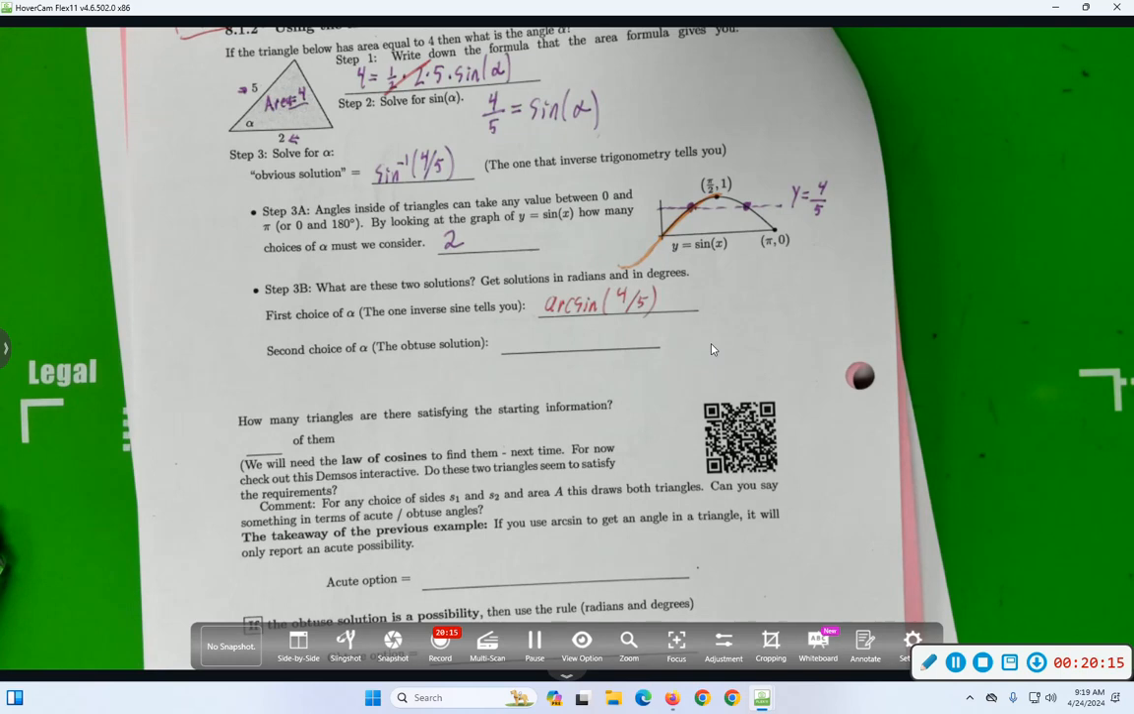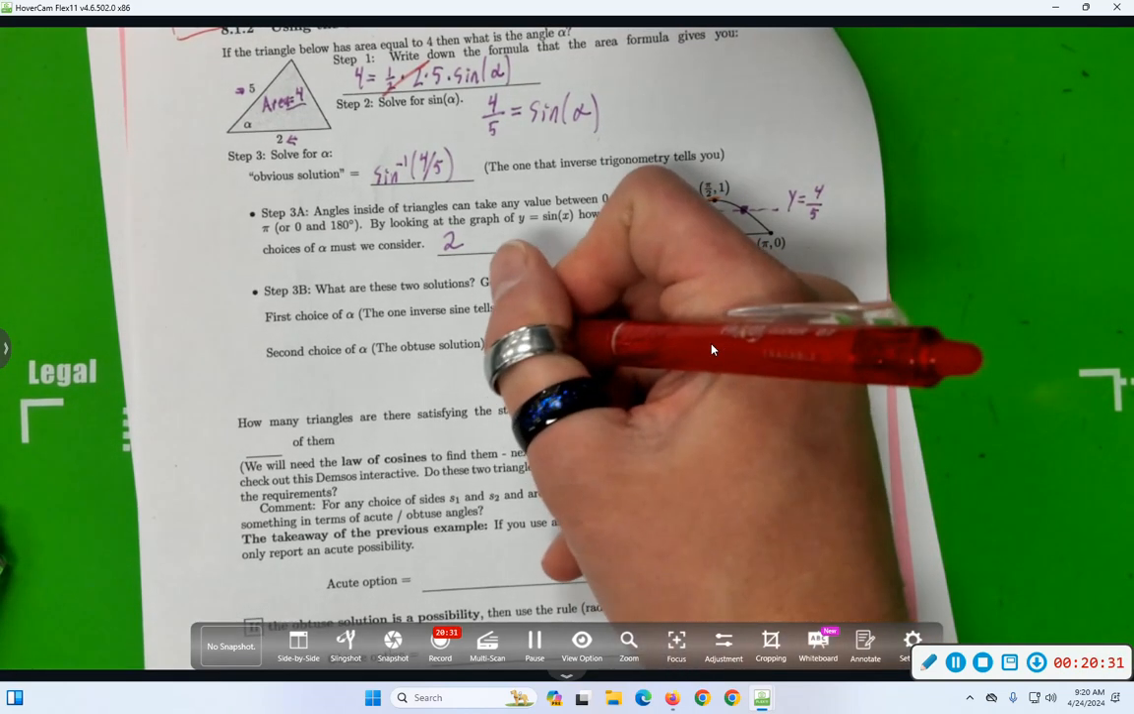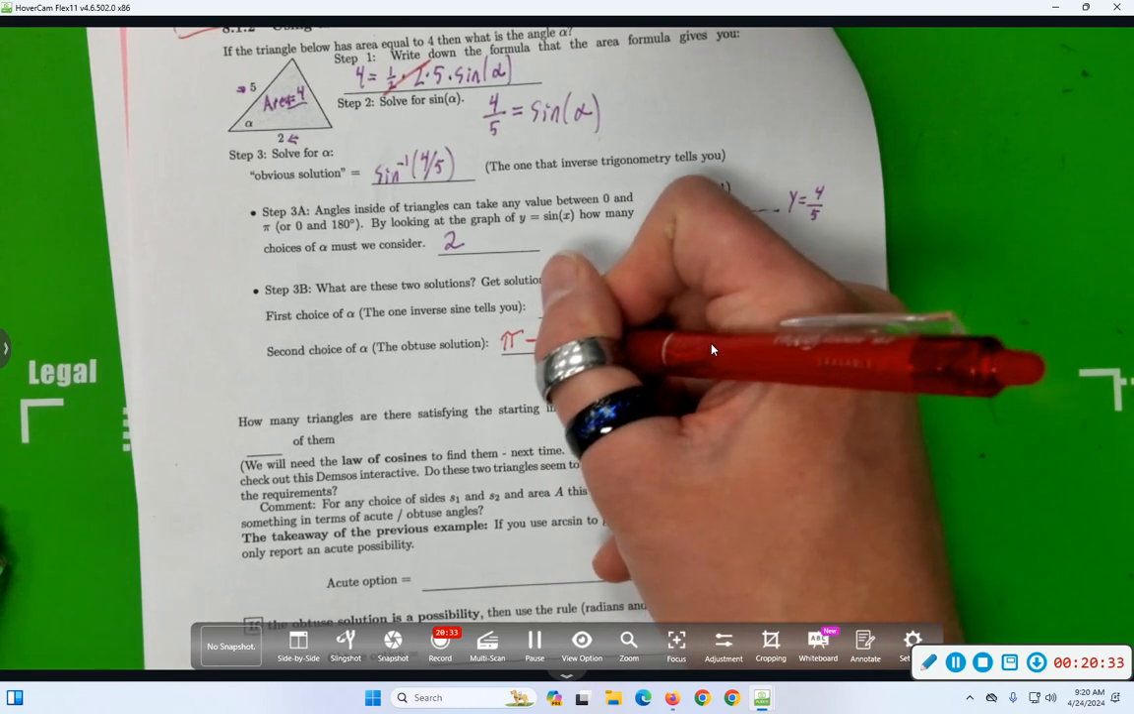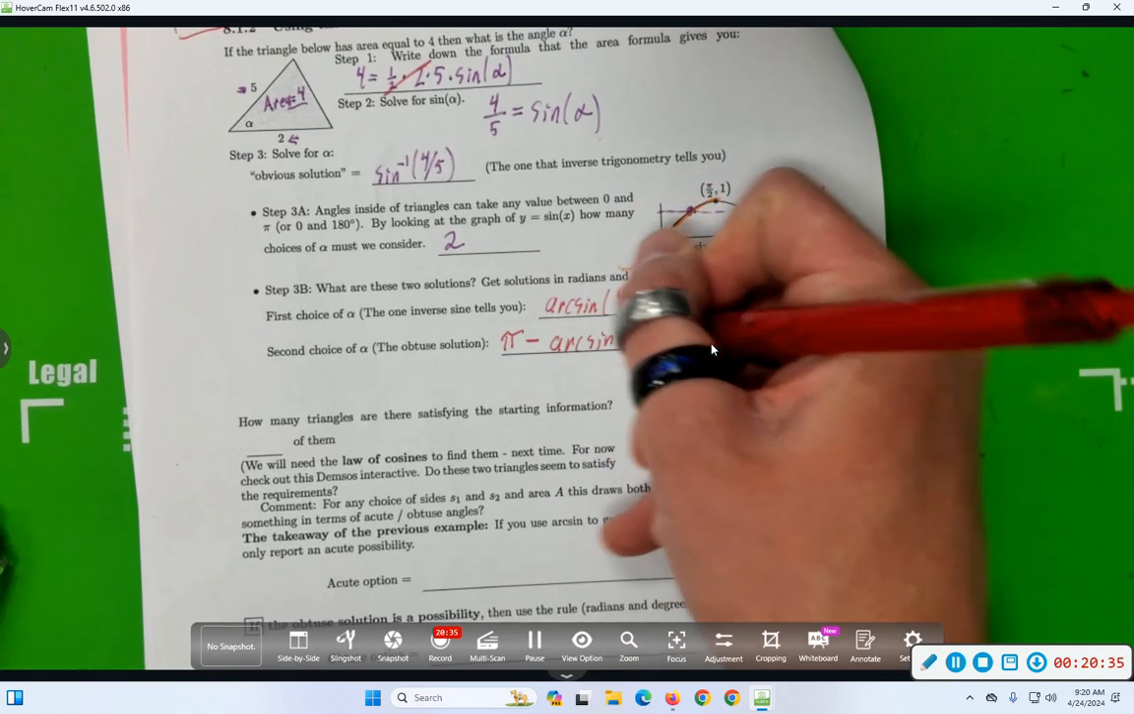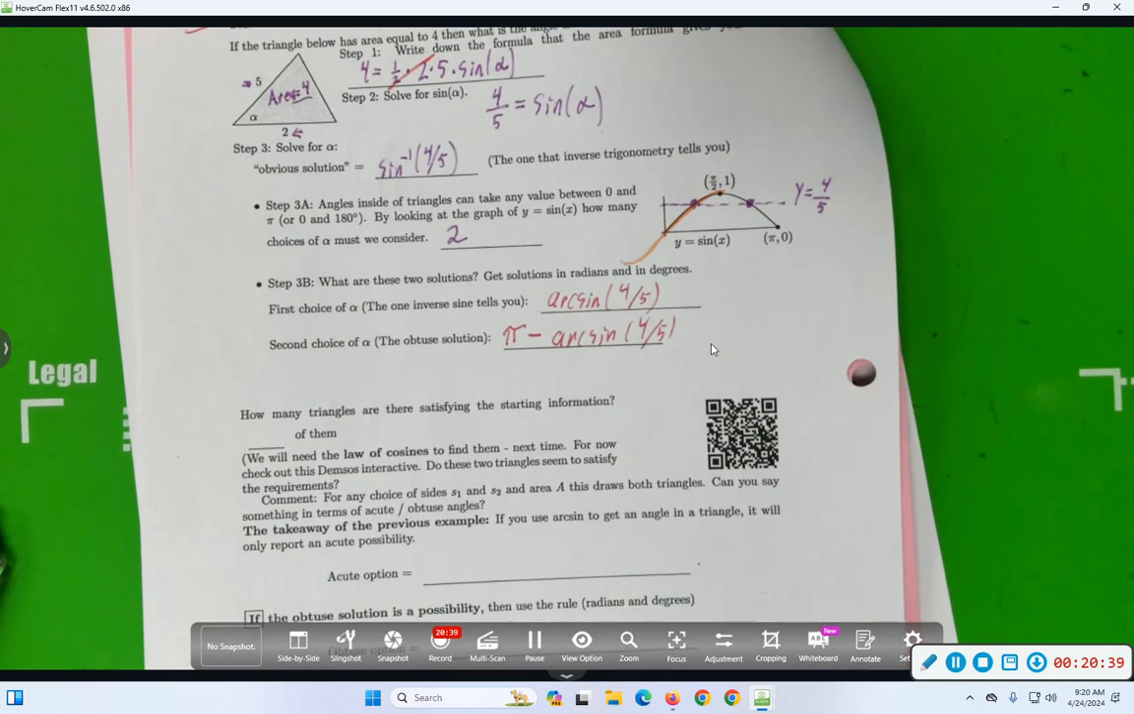The second choice, well, do people have their inverse trigonometry notes on them? What is the second solution? Is it pi minus 1? Yeah, pi minus the first solution, which is probably what you meant. I don't think you literally meant pi minus 1. So pi minus arc sine of 4/5. This will be the obtuse solution.